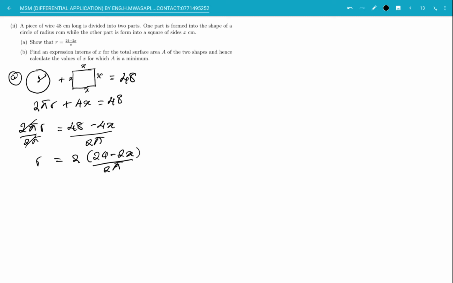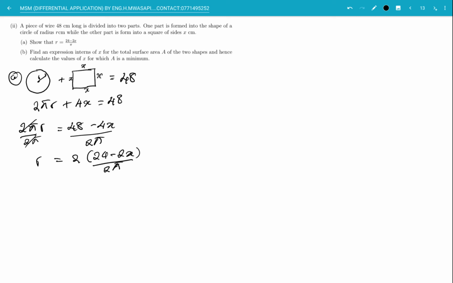So the 2 will cancel out. Then r is going to be equal to 24 minus 2x over pi, hence shown. So we're done with the first part of the question.